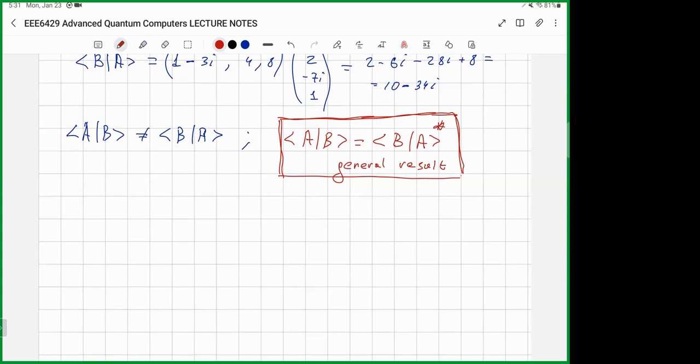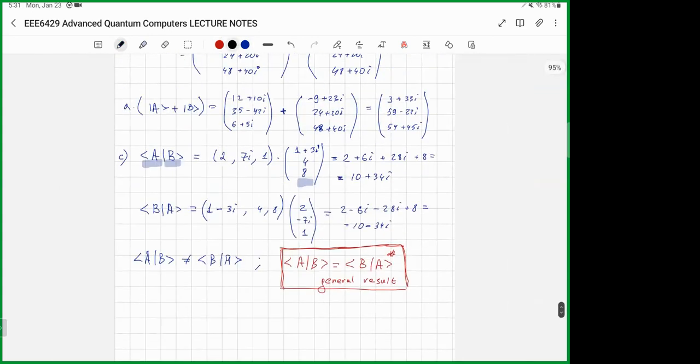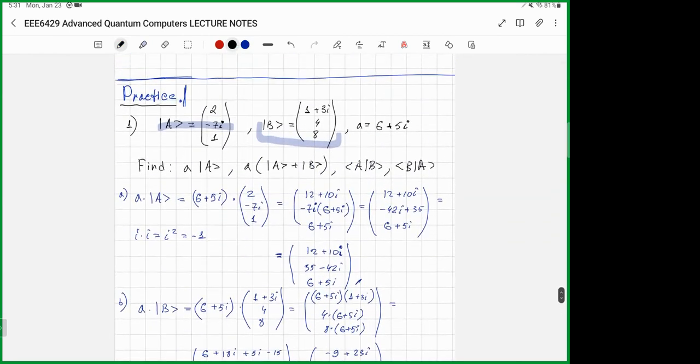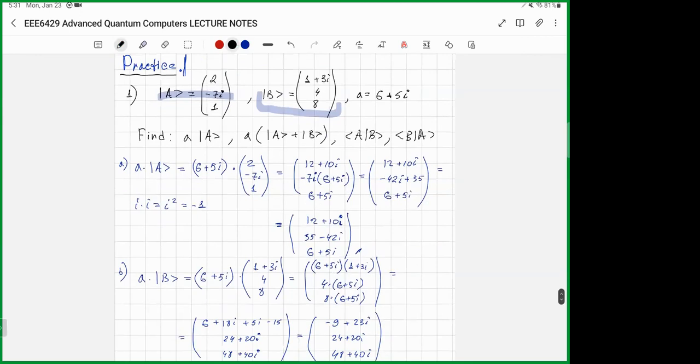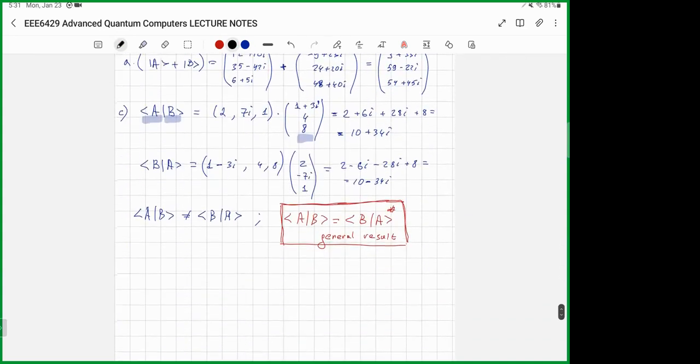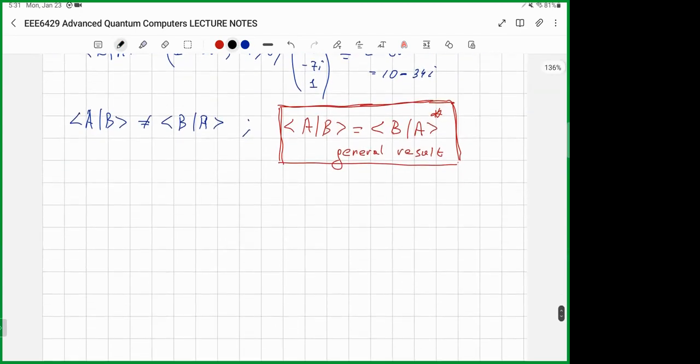Okay, do you have any questions regarding this first problem? Very simple one. Maybe the only new thing compared to the usual vectors is this representation in bra and ket. No question, Professor. Okay, so let's go to the second problem.